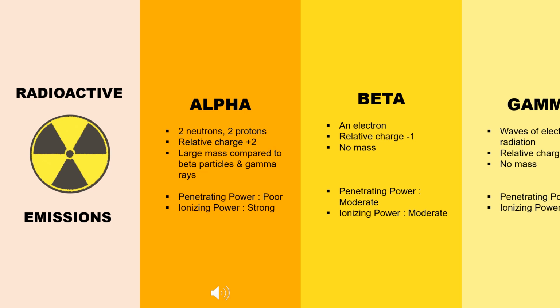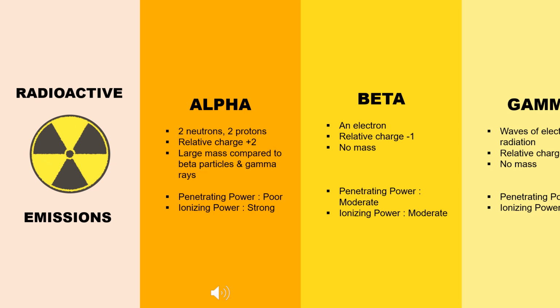Now, you may be wondering what is penetrating power and the ionizing power. The penetrating power is how much the emission can travel into a material before it gets absorbed. And the ionizing power is how likely the emission is going to knock out electrons from the atoms it collides with. Now, alpha particles have poor penetrating power, but they have very strong ionizing power.